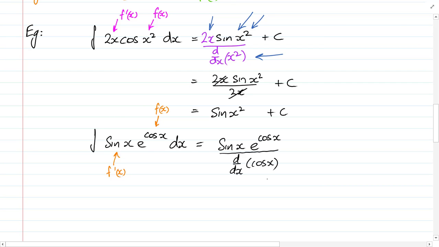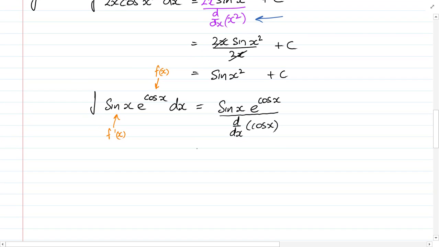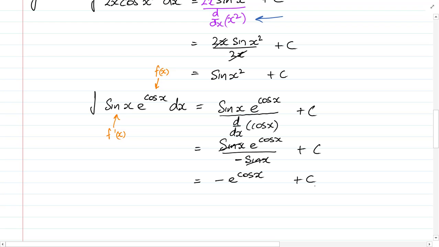And again, this will only work if that derivative of the inside function will match that multiplier, which is sine x. And so I get sine x e to the cos x divided by negative sine x, because the derivative of cos x is negative sine x. And that, of course, cancels there, and I get negative e to the cos x. And, of course, because I've integrated, I've got plus c in each case. So there's my solution. That's a really procedural way that you can set it out, but you will get the wrong answer if you haven't identified the f of x, f dash of x correctly, or that it exists.